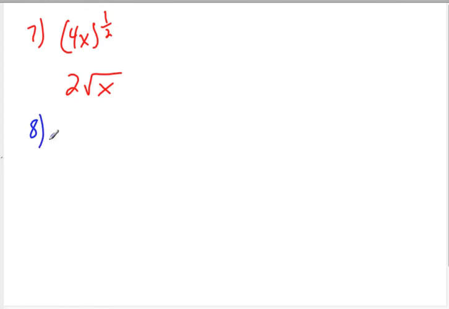Write the 5th root of a to the 4th as a power with a rational exponent. Okay, so the 5th root of a to the 4th. Well, a to the 4th is easy. That's just a to the 4th power, and the 5th root means divided by 5. So a to the 4/5 power. Number 9.